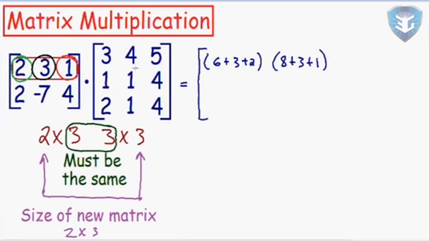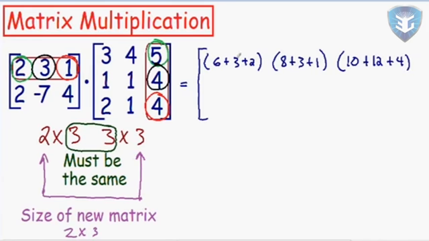And now I'm going to do the same thing all over again. Now I'm going to do the first row by the third column. The first row is already boxed from before, and I'll put a box around the third column. Once again, I'm going to circle the first numbers in green, the second numbers in black, and the third numbers in red. And if we multiply the green numbers, we get 2 times 5, which is just 10. And if we multiply the black numbers, we get 3 times 4, which is just positive 12. And if we multiply the red numbers, we get 1 times 4, which is just positive 4.